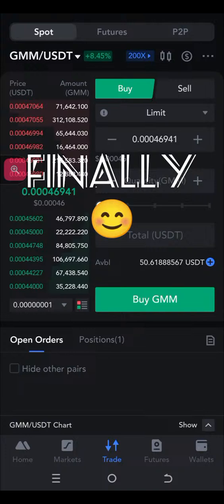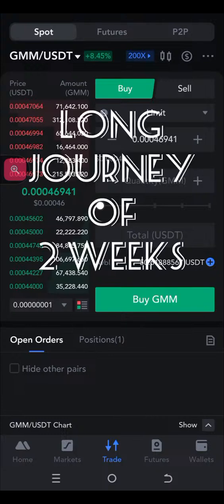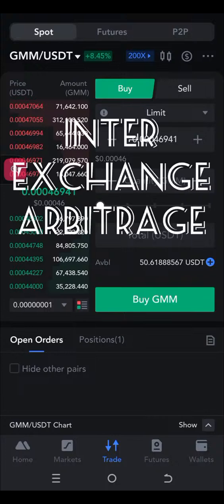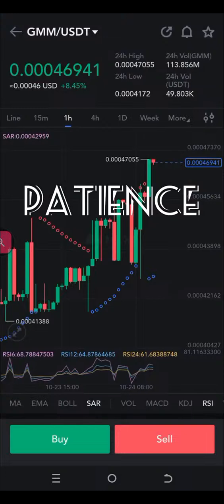Finally, it has finally executed. Wow. Oh, this was a long journey, 2 weeks to be precise. This is inter-exchange arbitrage, and it's quite unfortunate that this didn't actually execute immediately, because immediately I came from its source and I landed here, it just started going down. Really terrible. Well, thank God it has finally executed. This is truly a story of patience.